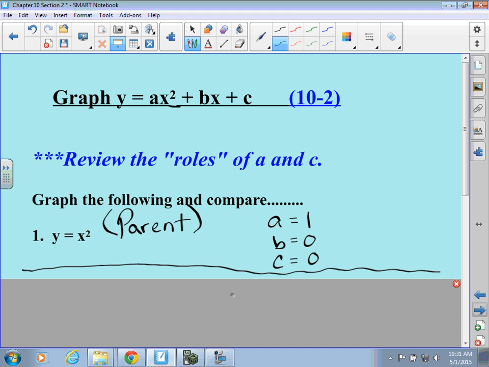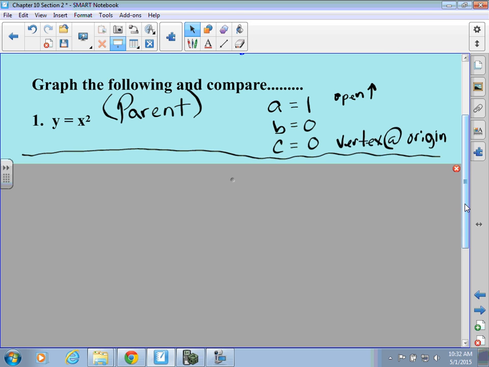Now, let's look at a in particular. How is this thing going to open? Looking at a, it's going to open up. And where is the vertex going to cross? It's going to be at the origin. Questions? If I need to slow down, make sure you ask me. I don't have a problem slowing down. You just got to let me know.